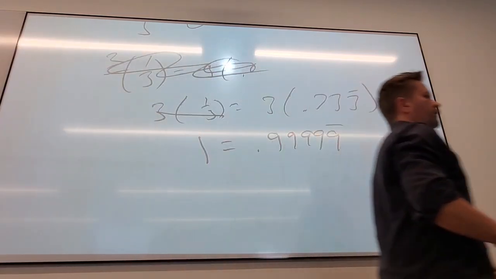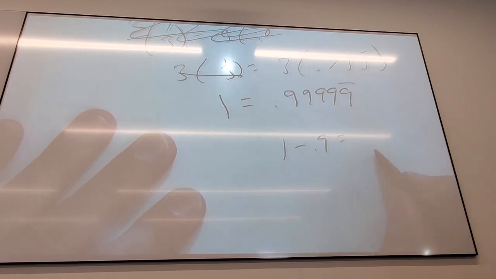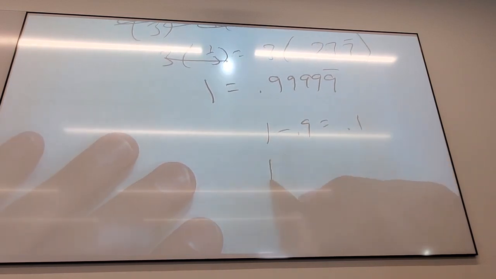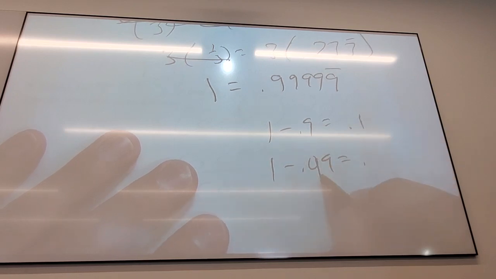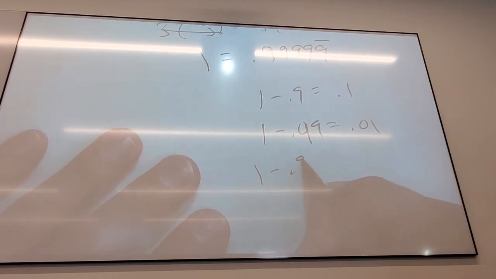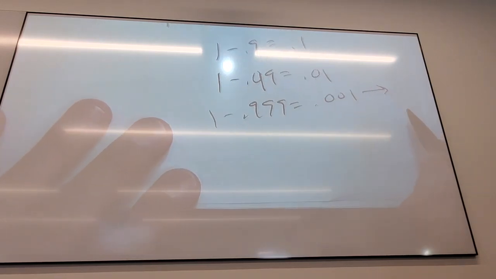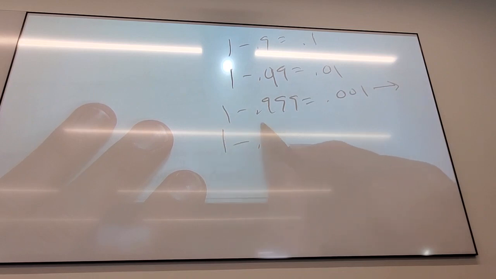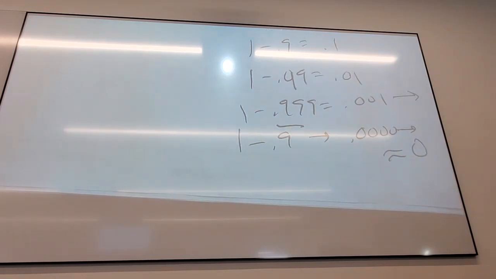All right. I'm not going to spend all day on this, but what's 1 minus 0.9? 0.1. And 1 minus 0.99 is 0.01. And 1 minus 0.999, do you see how this keeps getting pushed out? Yes. So 1 minus 0.9 forever is going to be 0.000 forever, which is basically 0. Okay. So since 1 minus 0.9 repeating is basically 0, 1 equals 0.9 repeating.